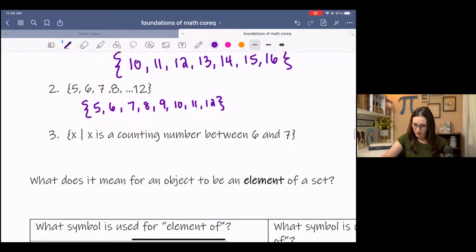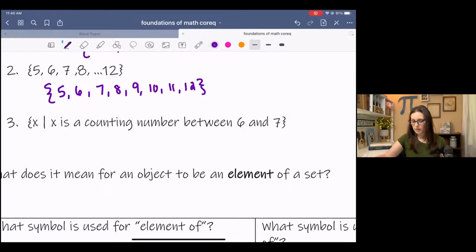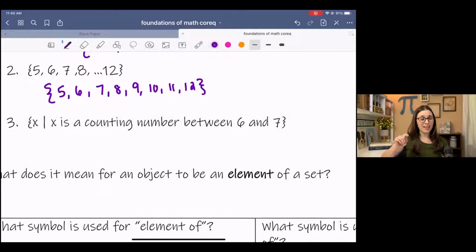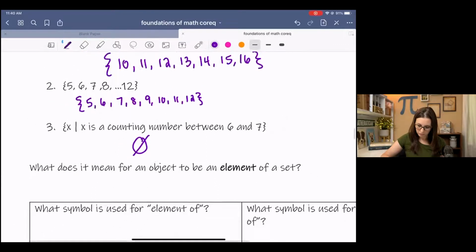Then X such that X is a counting number between 6 and 7. A counting number between 6 and 7. Now there are numbers in between 6 and 7. They're called rational numbers, like 6.1, 6.2, 6.5, 6.7, 6.75. There's an infinite number of numbers between those. But if we're talking about a counting number between 6 and 7, well, there's not one. So this would be an empty set. There's nothing there.